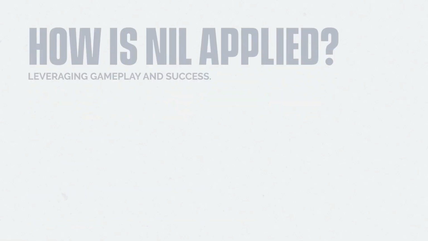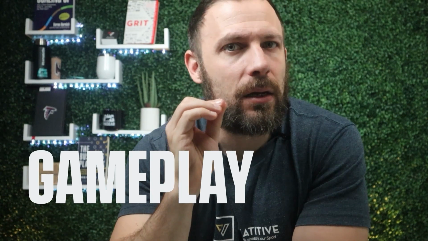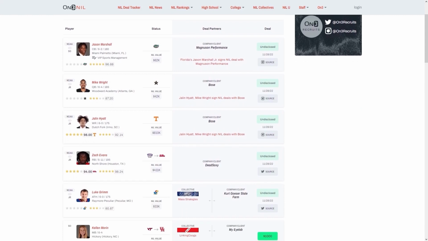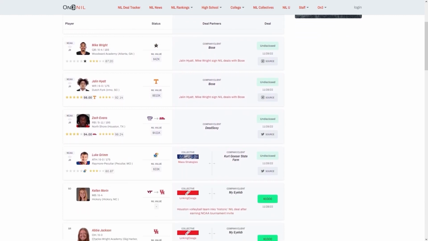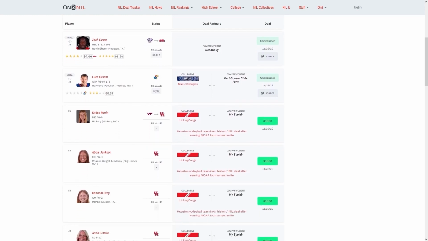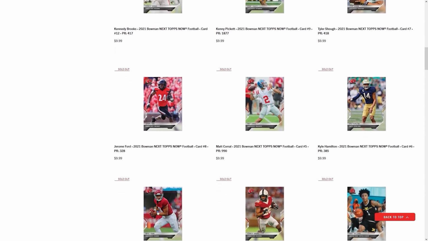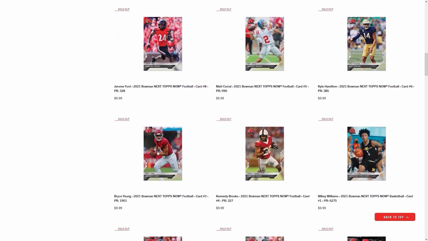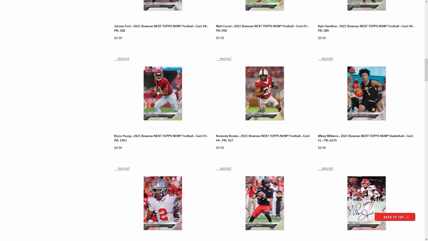So, how is NIL really applied? Well, NIL applies to utilizing athletes' collegiate gameplay and successes in a number of ways. It could be anything from appearing in an ad campaign to selling merchandise, starting sports camps, or their own businesses, and much more. As NIL gains traction for NCAA players, you may also see athletes selling their memorabilia, making paid appearances at events, or being offered money for speaking engagements.